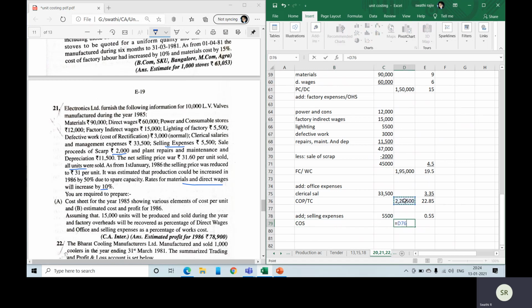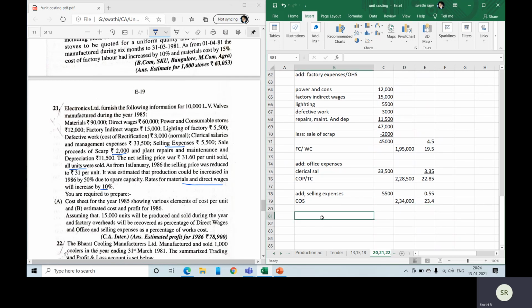And our cost of sales will be how much now? Cost of sales is going to be your cost of production plus your selling expenditure. Finally, this is going to be our cost of sales. Now we don't know profit, but we know what our sales figure is. Our sales figure is directly given to us as 31.60 per unit sold.